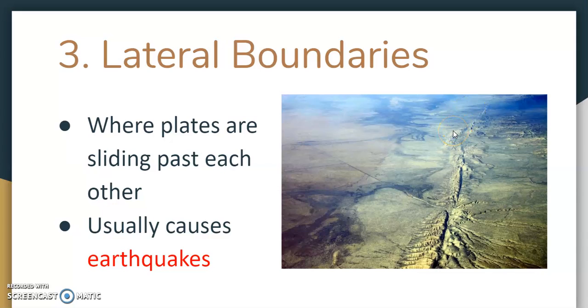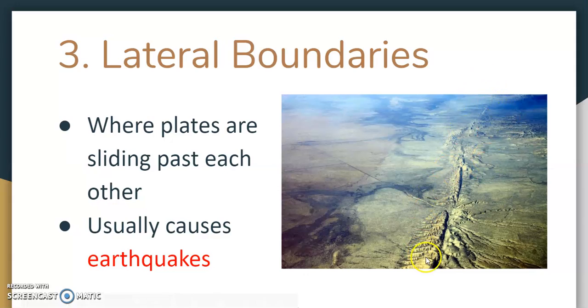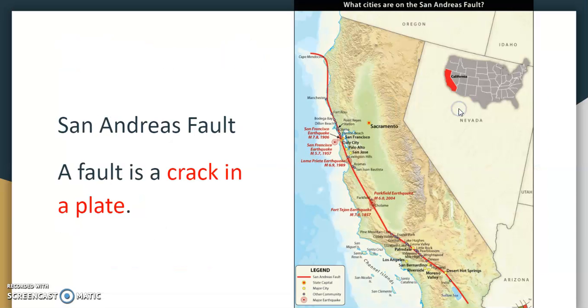Finally, the lateral boundaries. This is where plates are sliding past each other. This is also one of the main causes of earthquakes. The plates are sliding past each other. They are not really hitting and making mountains and all these things, but they do tend to cause some interesting geographic formations, such as trenches like this, or the San Andreas Fault, which is like this big crack in the border of the plate.